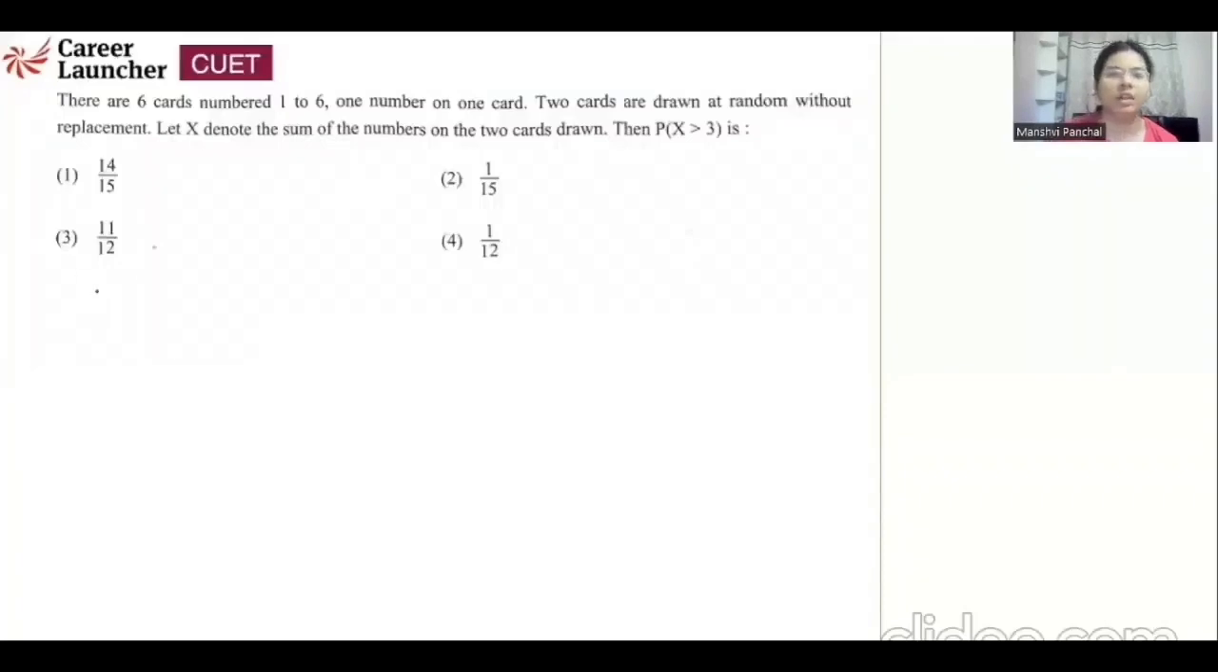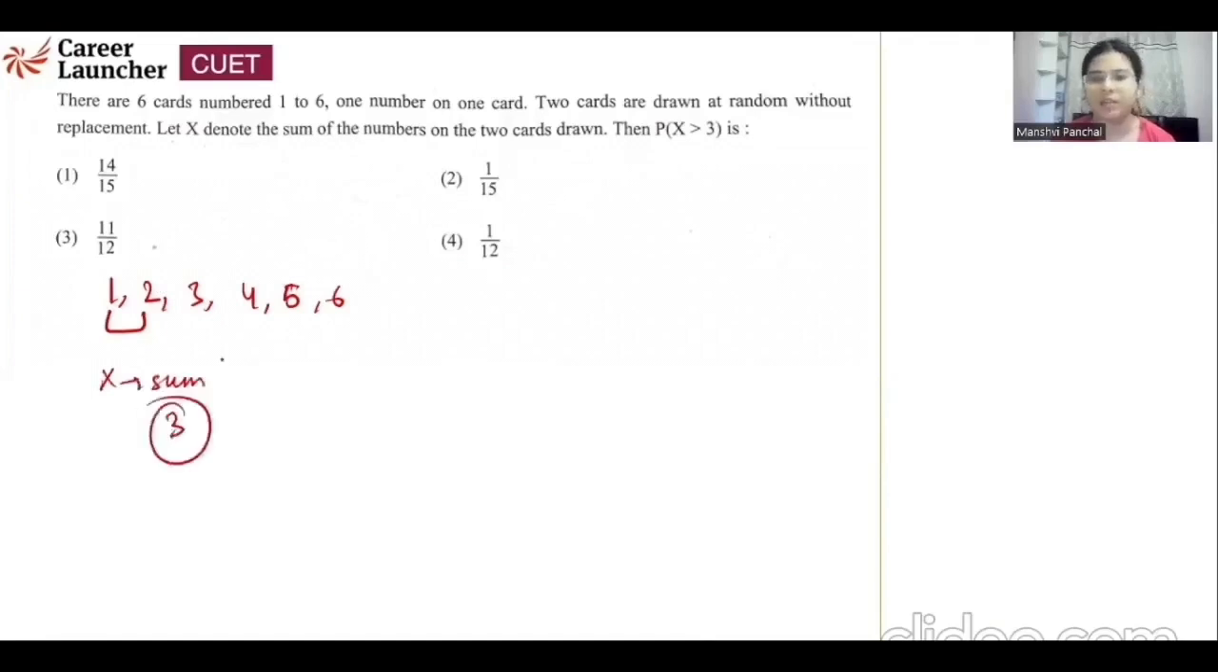So in this case, the numbers on the cards will be 1, 2, 3, 4, 5 and 6. The minimum number will be that. The minimum sum is 1 plus 2, right? This could be the minimum. It means x, the sum. If x denotes the sum obtained on the cards, then the minimum of that is 3. They are asking P(x greater than 3). It means P(x greater than 3) will be 1 minus P(x equals 3), right?